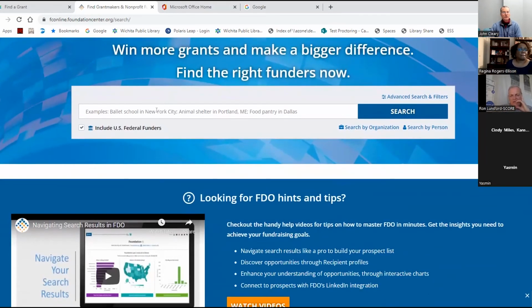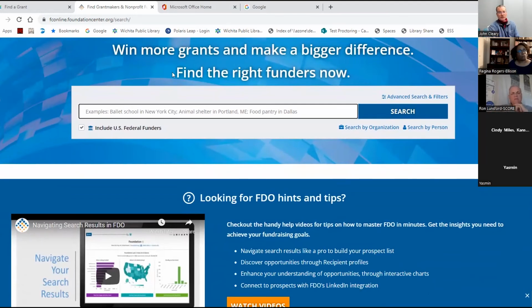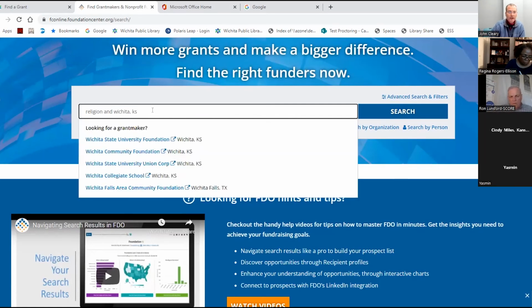So to do a sample search, you'll come here to the search bar, and they've got some examples here of what you might search for. They have, for example, ballet school in New York City, or animal shelter in Portland, Maine, or food pantry in Dallas. So basically, if you put in the type of grant searching you're looking for and a geographic location, it will go out and find relevant grants for your searching. So I'm going to put in religion and Wichita, Kansas, because I had a question about church grants pre-program.